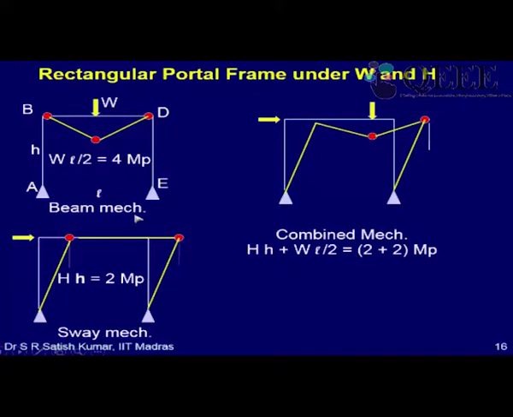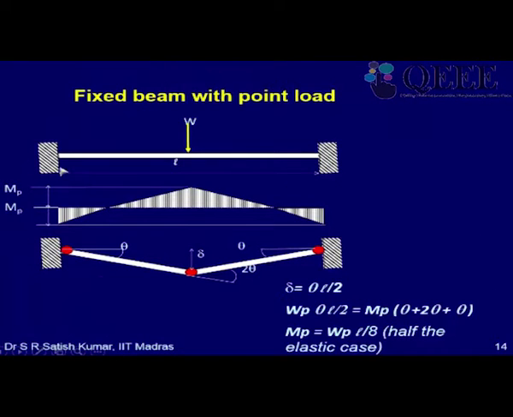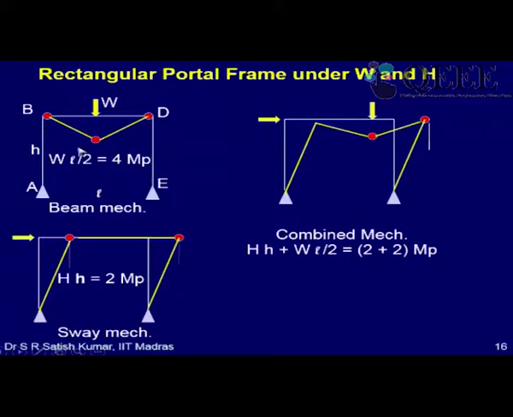The first one is called typically a beam mechanism, similar to what formed here in the fixed beam case. So 3 hinges form a beam mechanism, and for that WL by 2 is the external work done, L by 2 into theta, if you call this theta. 4 MP into theta is the internal work done: MP into theta here, MP into theta here, and MP into 2 theta here. So that becomes the internal work done. Equating that we can find the WP at which this frame will collapse by this mechanism.